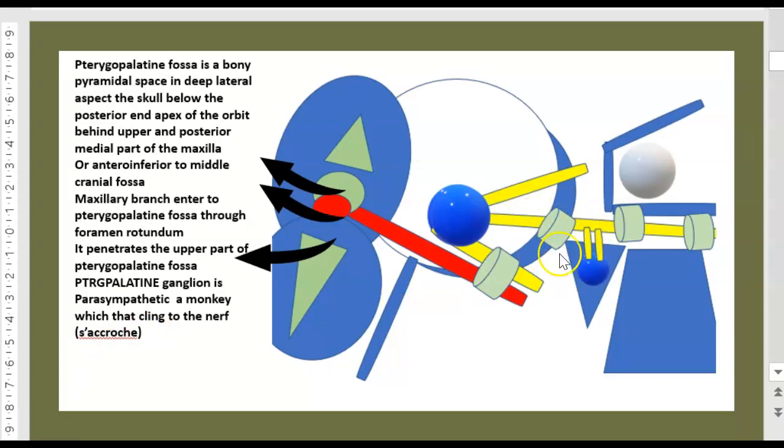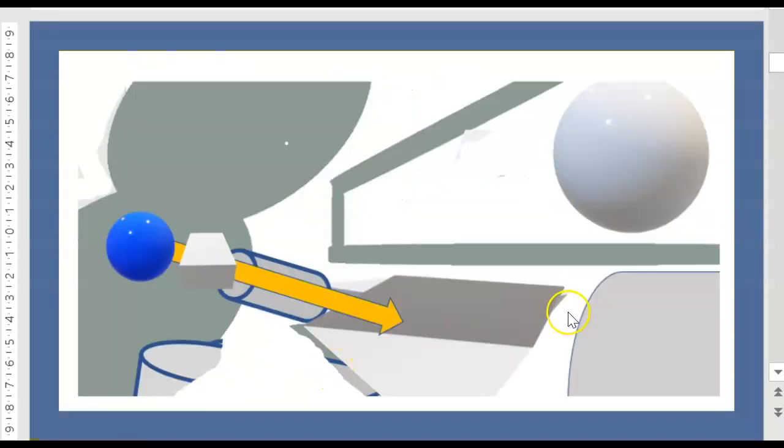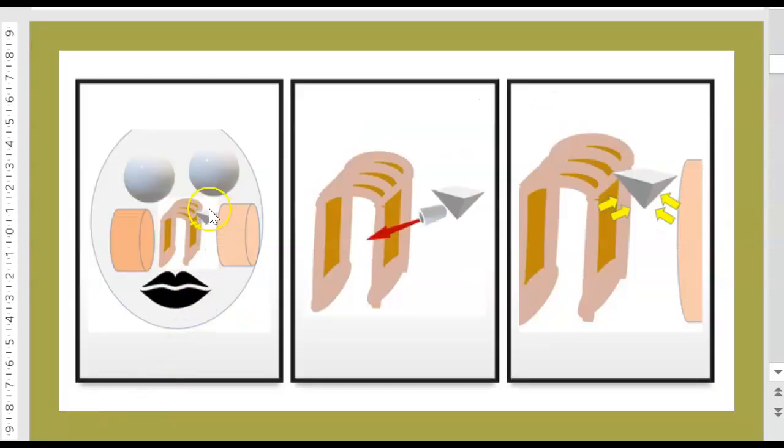Maxillary branches enter the pterygopalatine fossa through the foramen rotundum. It penetrates the upper part of the pterygopalatine fossa to connect with a parasympathetic ganglion. Another illustration of the pterygopalatine fossa: under the orbit and behind the maxilla is the foramen rotundum and the maxillary nerve coming inside. Another illustration of the pterygopalatine fossa under the orbit and behind the maxilla.